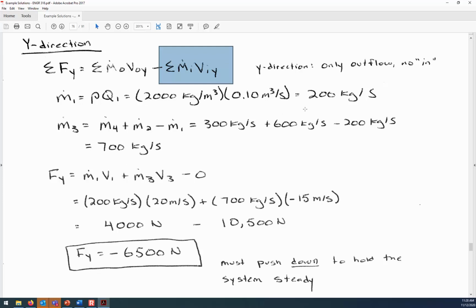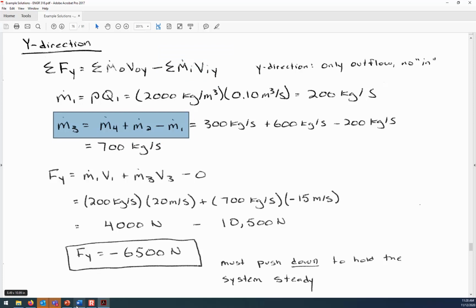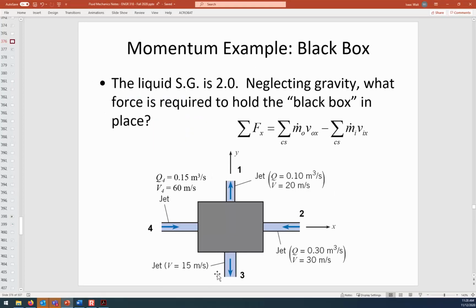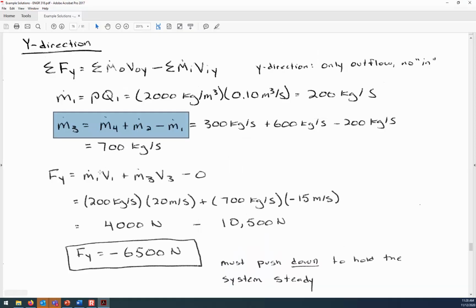And so we can calculate the mass flow rate at 1 and the mass flow rate at 3. So 200 kilograms per second is coming out at 1. Therefore, applying the continuity principle, in equals out, stream 3 here at the bottom, where we don't know the mass flow rate coming out, is the in, so 2 plus 4, minus the other out, which is 1. So 2 plus 4 minus 1 means that 700 kilograms per second is going out down through stream 3.